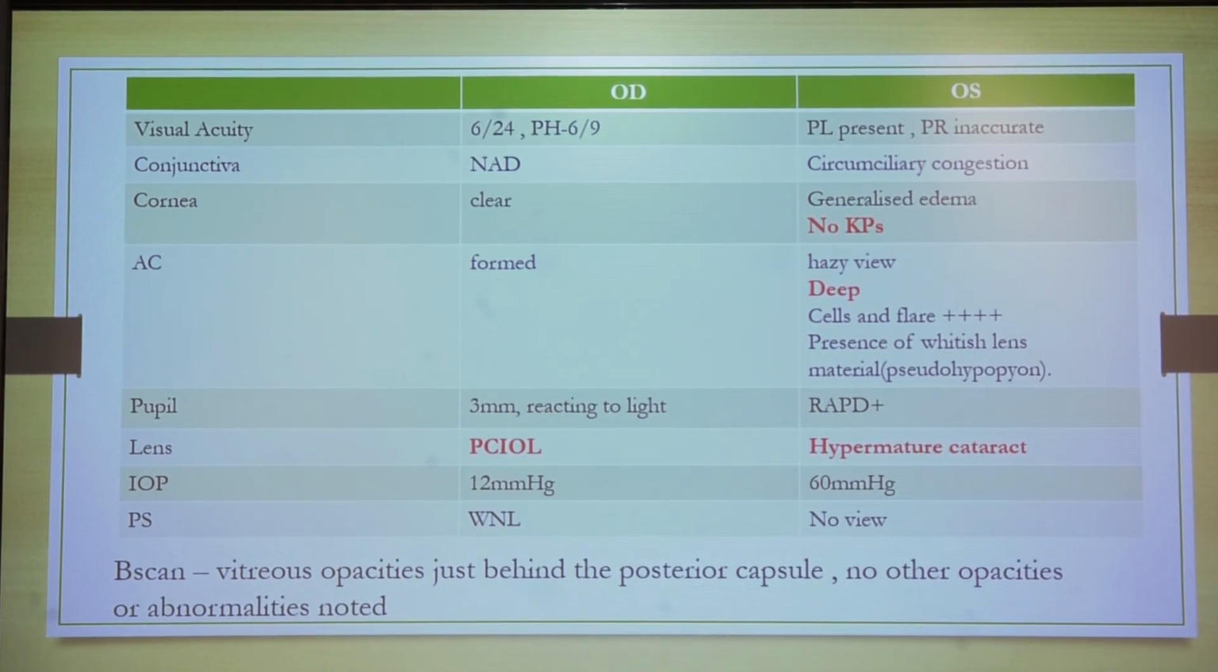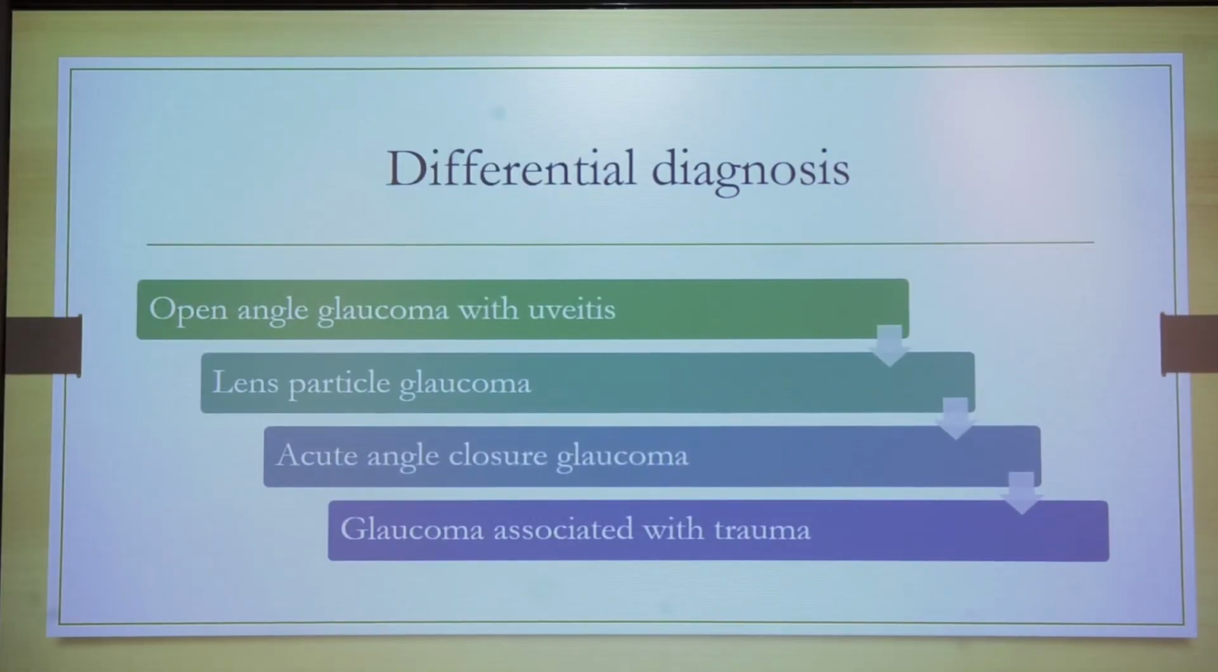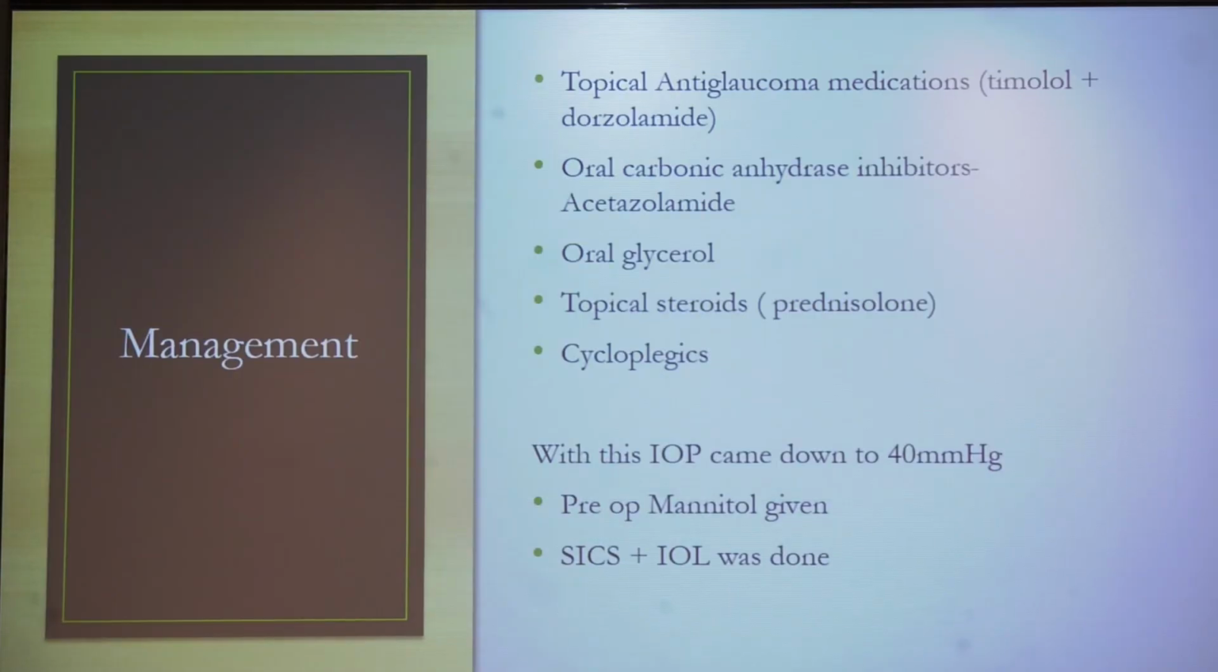The B scan showed few vitreous opacities just posterior to the posterior capsule with no other opacities or abnormalities. So a diagnosis of phacolytic glaucoma was made. Now before coming to a diagnosis, we should keep differentials in mind like open angle glaucoma with uveitis, but the lack of KPs with a hypermature cataract goes in more favor of phacolytic glaucoma. Lens particle glaucoma asks for history of surgeries or any injury. Acute angle closure glaucoma, the anterior chamber depth will give you an idea. And the glaucoma associated with trauma.